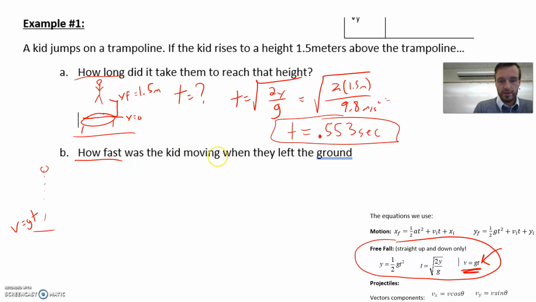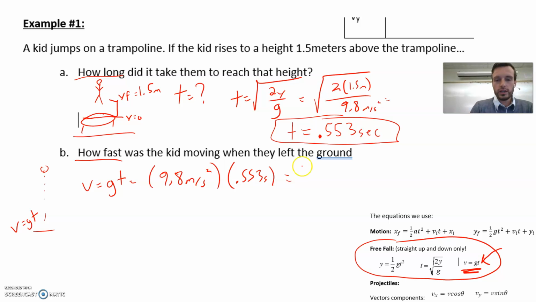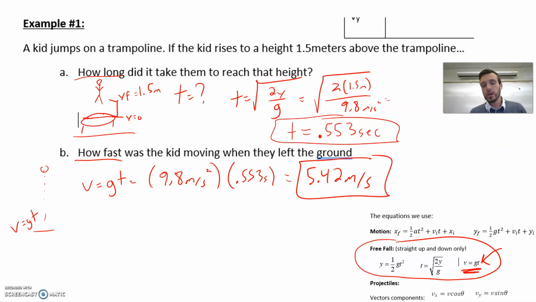And so when we say how fast was the kid moving when they left the ground, all we got to do now is v equals gt. So let's go ahead and drop that in. We got 9.8 meters per second squared times a time of 0.553 seconds. And we'll multiply those. It looks like 5.42 meters per second, because it says how fast, and we solve for velocity, would be the speed when they left the ground.